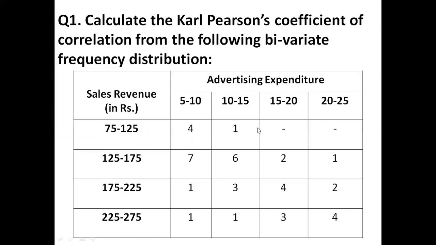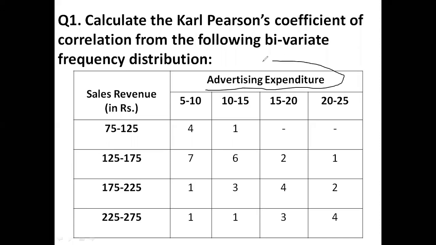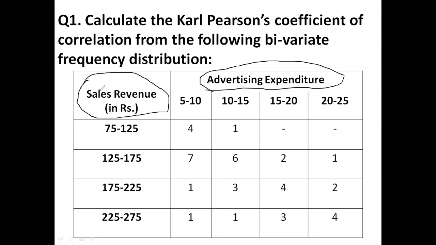Let's go through the question first. Calculate the Karl Pearson's coefficient of correlation from the following bivariate frequency distribution. On one hand, the sales revenues are given, and on the other hand, the advertisement expenditures are given. We need to check what kind of relationship exists between these two variables, whether it is positive, moderate, weak, or negative. In that manner we have to interpret at the end, once we get the coefficient of correlation in this particular question. As we can see, on both sides we have continuous series.